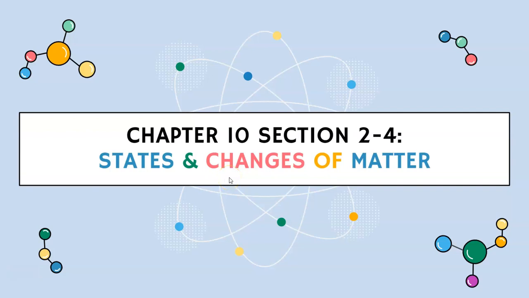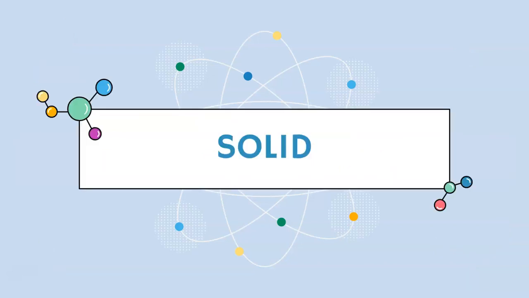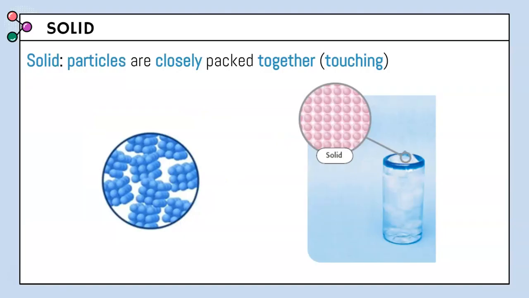Okay, let's talk about states and changes of matter. First, let's talk about states of matter. And as we know, there are 3 states of matter. And our first state of matter is a solid. Now, a solid is when particles are closely packed together, also known as touching.